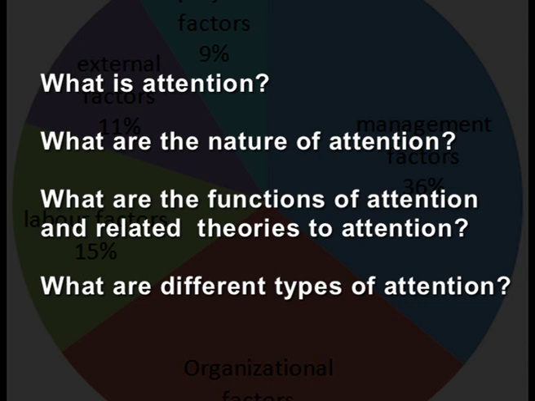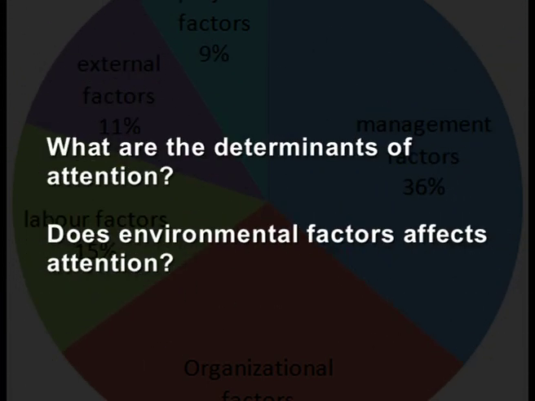This topic has several objectives. At the end of this chapter, the students can answer the following questions. First, what is attention? Second, what is the nature of attention? Third, what are the functions of attention and related theories to attention? Fourth, what are the different types of attention? Fifth, what are the determinant factors of attention? Lastly, do environmental factors affect attention?